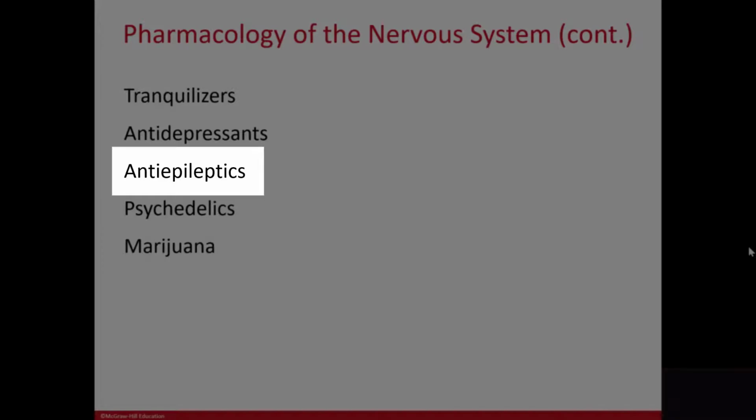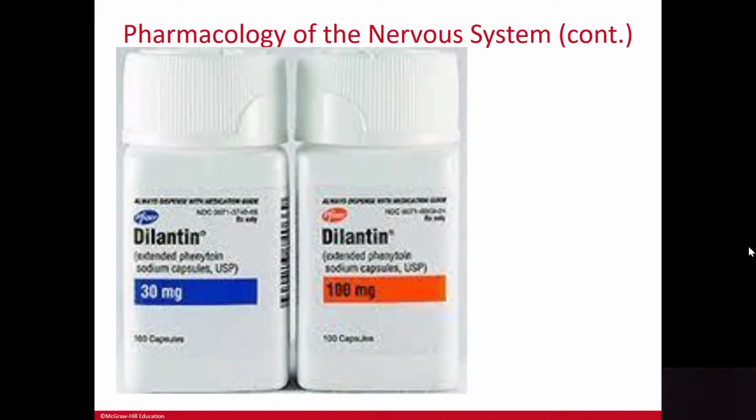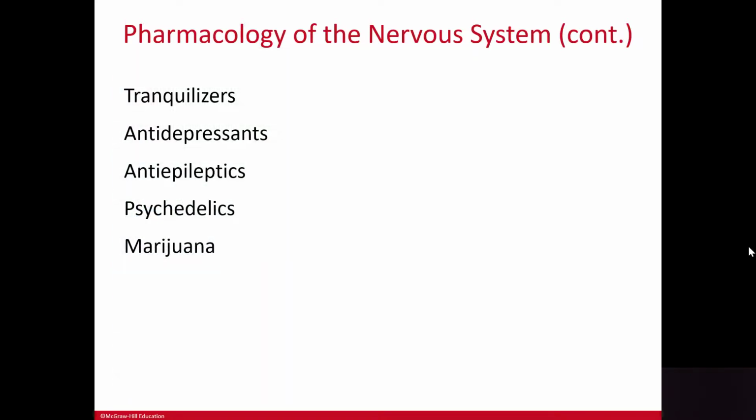Antiepileptics are drugs used to control seizures, and these drugs work to prevent stimuli from passing across the synapses. The two most common antiepileptics include phenytoin, which is Dilantin, and carbamazepine, which is Tegretol.